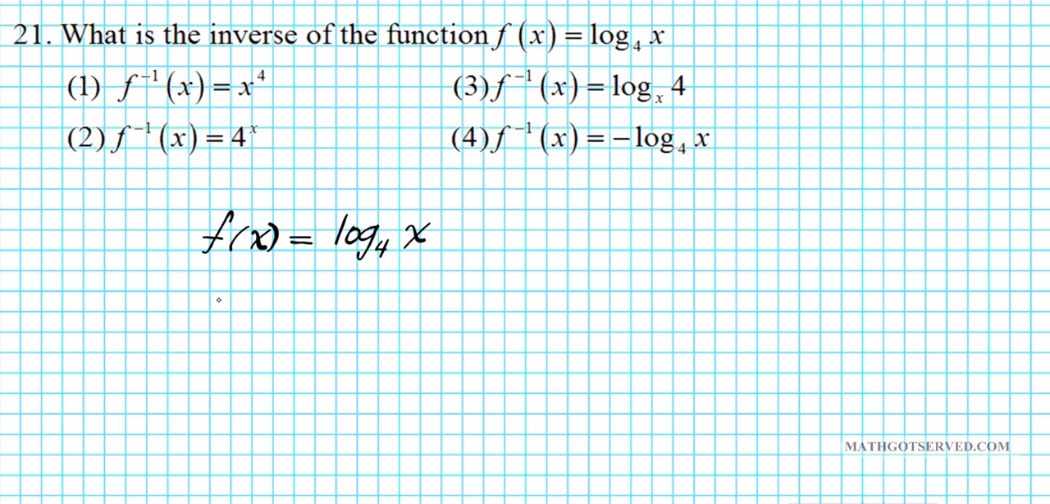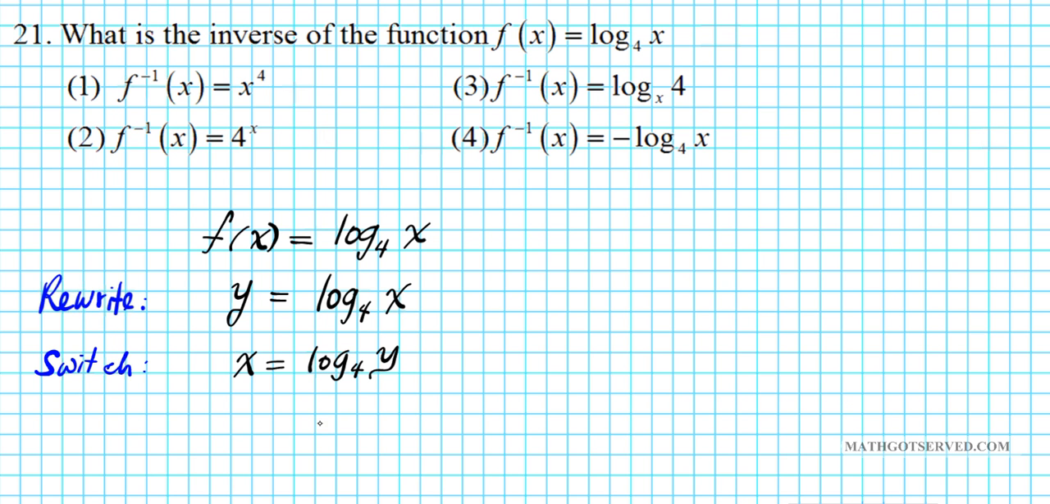So first of all, let's rewrite. If we want to rewrite this equation, we're going to have y equals log base 4 of x. And then after you rewrite, step number one, you're going to switch. Okay, what do I mean by switch? You're going to switch the x's and the y's. So if you switch the x's and the y's, you have x equals log base 4 of y. Okay, and then you're going to solve for your new y.